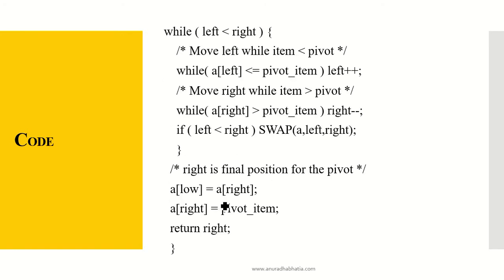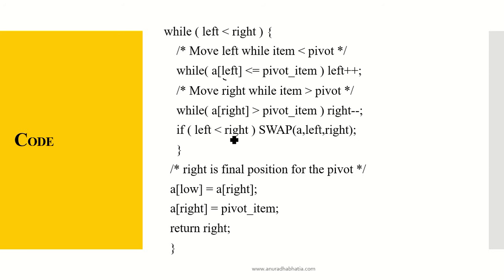Now while left is less than right, we say move the left while item is less than pivot. So while A of left is less than or equal to the pivot element, we keep on doing left plus plus. While the element on the left side is less, we keep on doing left plus plus. And while A of right is greater than the pivot element, we do right minus minus. This we'll see actually while implementing an example.